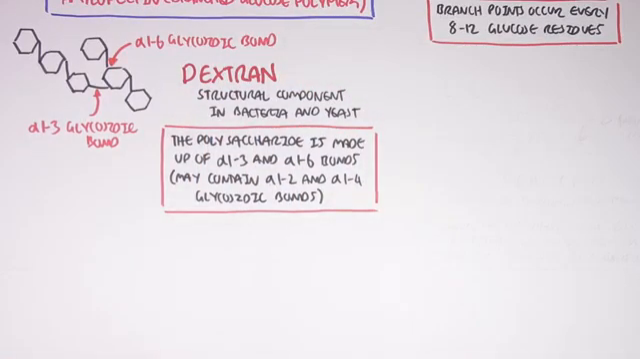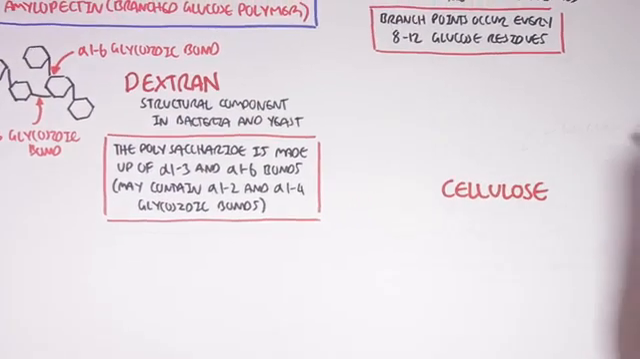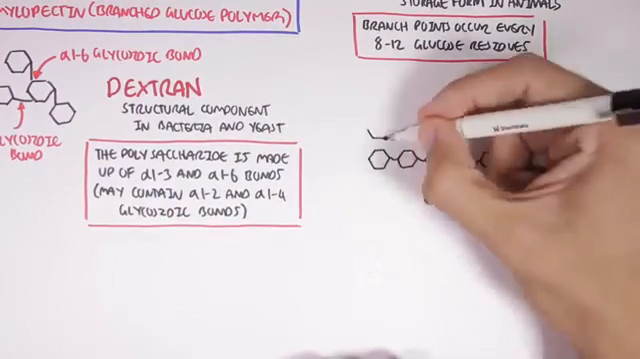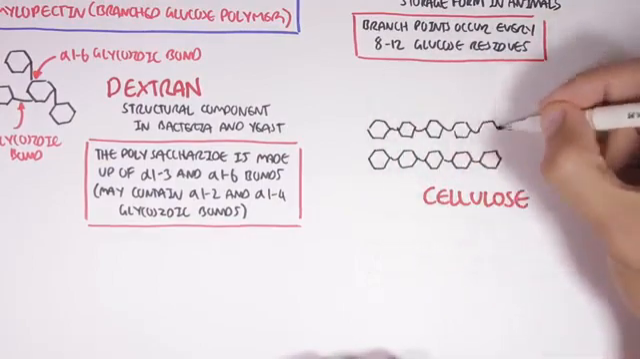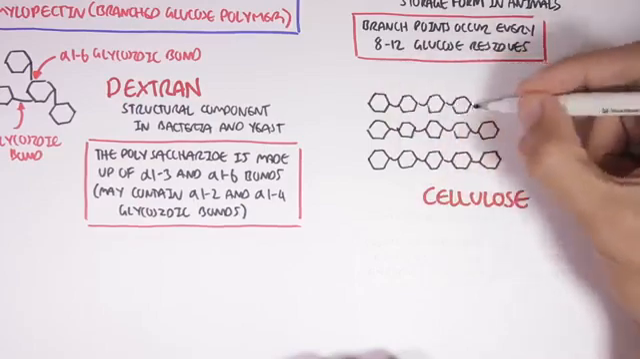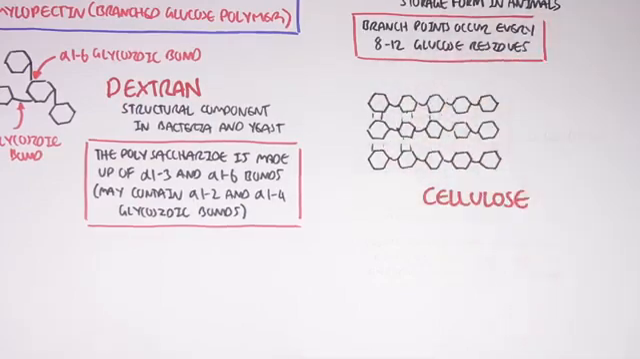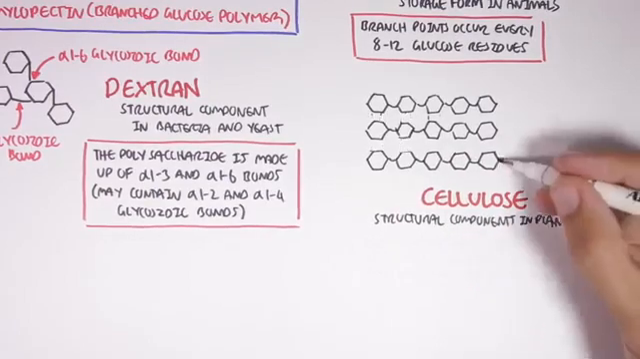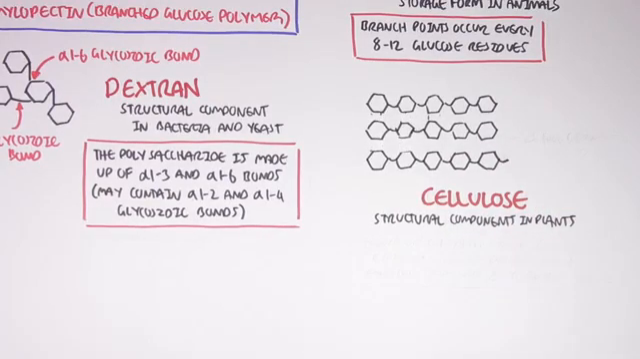Finally, the other polysaccharide worth mentioning is cellulose. Cellulose is a structural component in plants. They make up the plant cell wall. They are unbranched homopolysaccharides consisting of thousands of glucose molecules. So here you can see unbranched cellulose on top of each other.